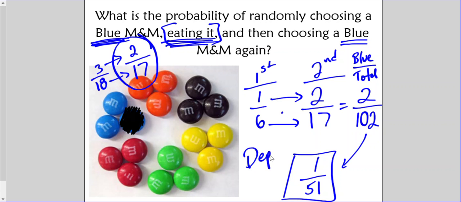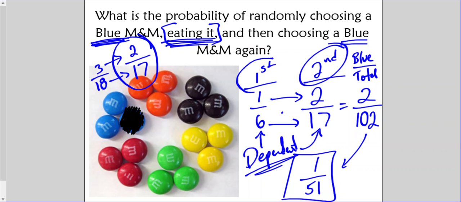These are dependent events. Dependent, because this probability is impacted by that probability. This second random choosing is dependent on the first random choosing.